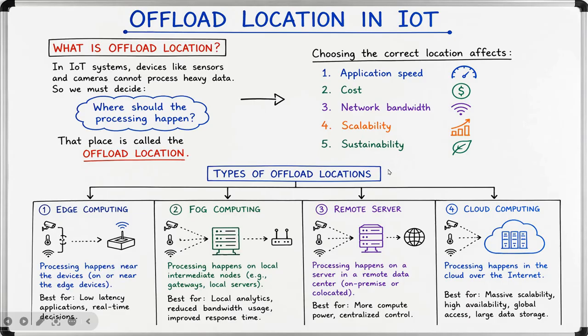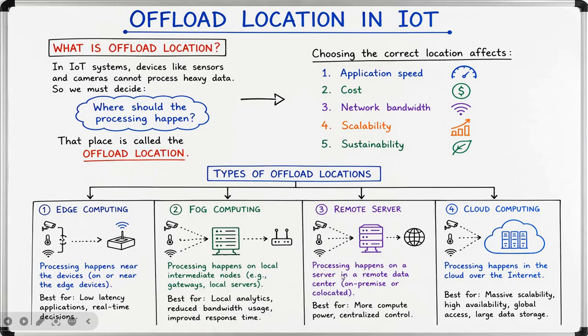Now, there are four types of offload locations. The first is edge computing, second is fog computing, third is remote server, and last is cloud computing. In edge computing, the processing happens near the devices, that is on or near the edge devices. It is best for low latency applications and real-time decisions. Next is fog computing, where the processing happens on local intermediate nodes, for example, gateways and local servers. This type of computing is best for local analytics, reduced bandwidth usage, and improved response time.